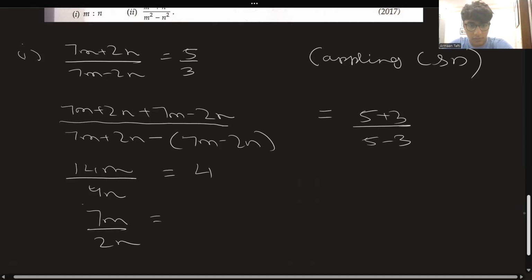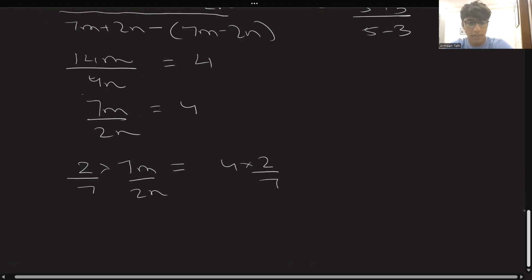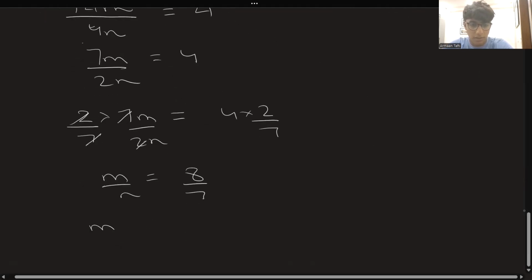Right, and this is equal to 4. Okay, and we have to find m by n, right? So we can multiply both sides by 2 is to 7. We multiply this side by 2 into 7 into 7m by 2n, and this also 4 into 2 by 7, right? So you can get your cancelled. You get m by n is to 8 by 7. So your m is to n.